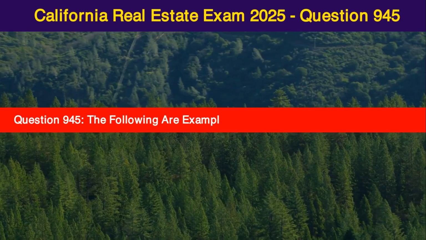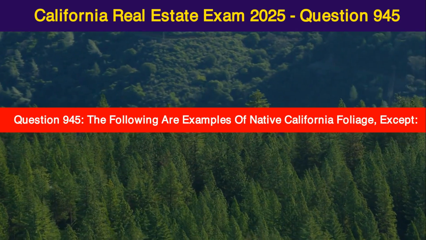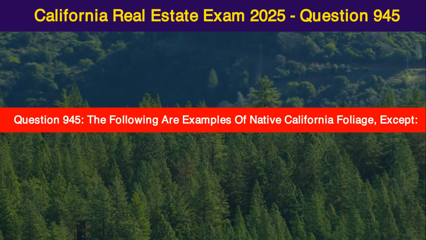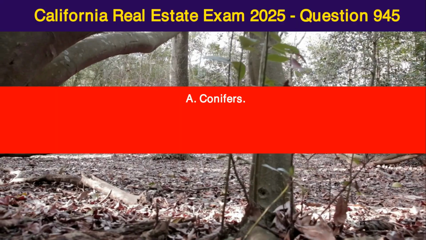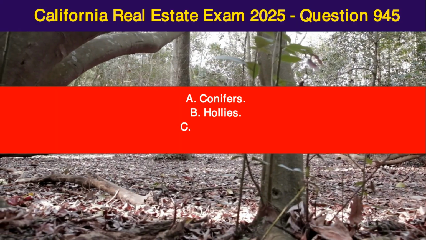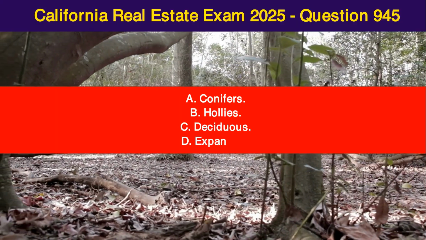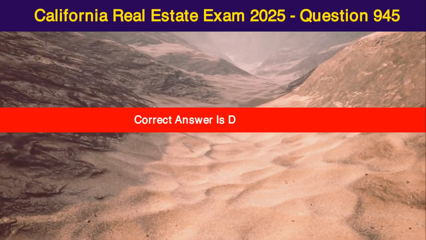Question 945. The following are examples of native California foliage, except: A. conifers, B. hollies, C. deciduous, D. expansive. Correct answer is D.